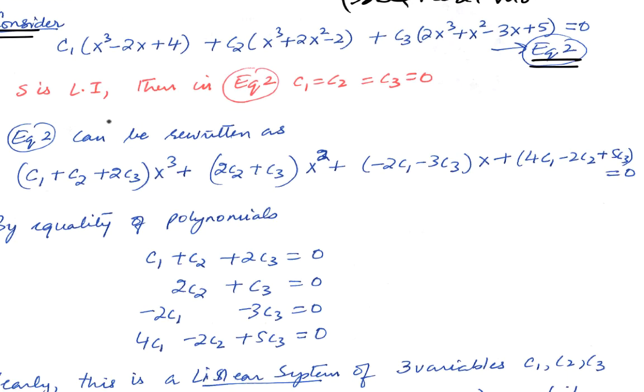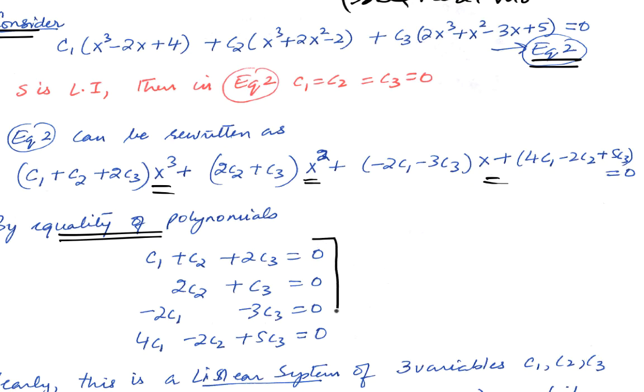Okay, now let's start with the calculations. For equation 2, I'm going to rewrite this equation as a polynomial with the highest degree 3, because that's P3. So I'm going to collect all the elements connected to x cubed, x squared, x, and the constants. So we get this one. Now, by the equality of polynomials, the coefficient of x cubed is equal to 0, the coefficient of x squared is equal to 0, the coefficient of x is equal to 0, and the constant terms are 0.